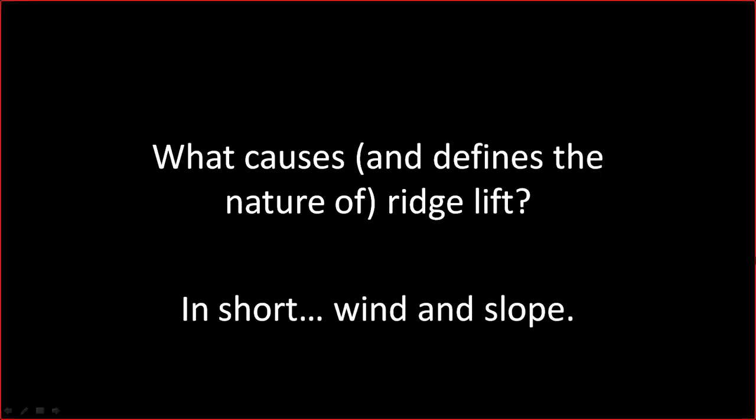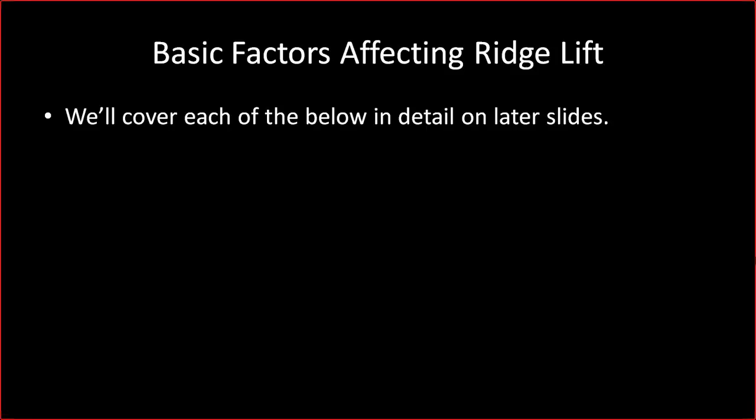So let's start by talking about what causes ridge lift, what defines its nature, what affects it. In short, it's wind and slope, but we can get a little more detailed than that. We'll talk about several basic factors that affect ridge lift, and we'll get into each one in a little more detail later. Wind, of course, is pretty important. The direction of the wind relative to the slope is important. Speed of the wind, of course, is important. If there's zero wind, there's zero ridge lift.